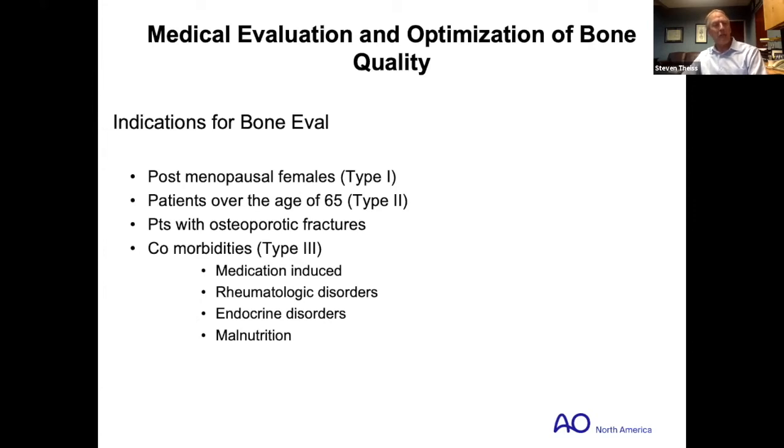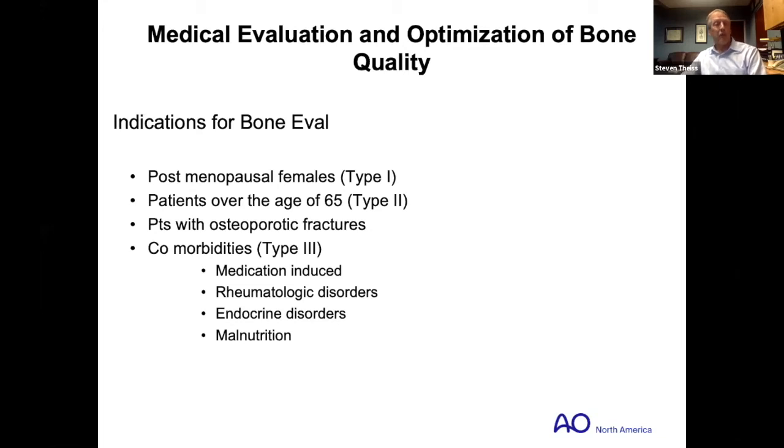When I think about who I'm going to evaluate preoperatively for bone quality in my practice, I go back to the definition and classification of osteoporosis. In discussing osteoporosis, really three types have been identified. Type 1 is osteoporosis that's seen in postmenopausal females. So whenever I see a female over 50 to 55 years old who's going to have any kind of significant stabilization and fusion, I just assume they're postmenopausal. Certainly patients that have had hysterectomies and had their ovaries out at an earlier age get sent for assessment of their bone quality as well.